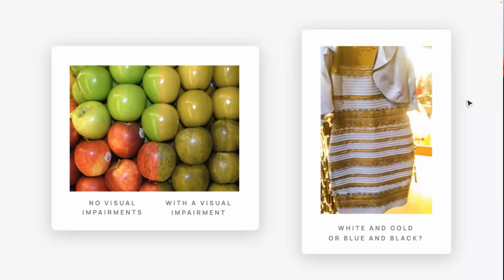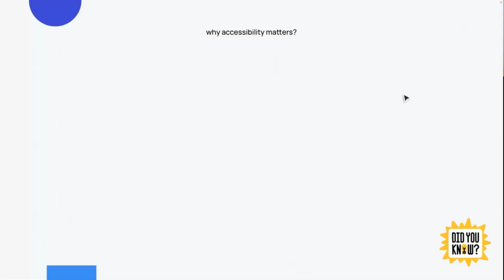Another example is this dress that went viral a couple of years ago. I don't know if you remember it. Some people saw this dress as white and gold, and some saw it as black and white. It's crazy, right? And this also highlights the importance of choosing the right colors and choosing colors that are universally recognizable.